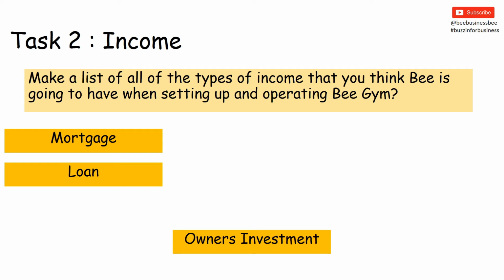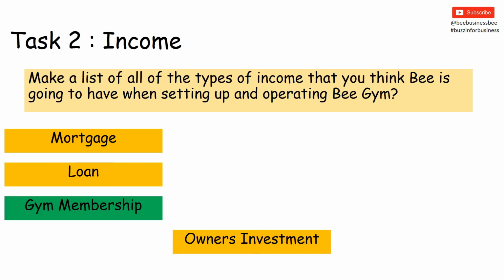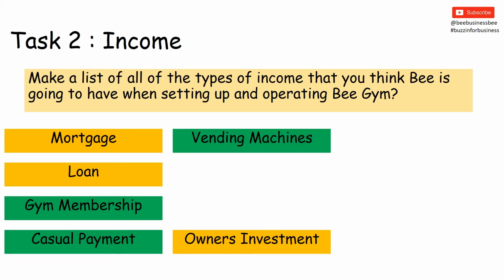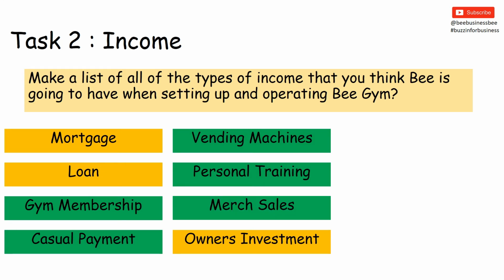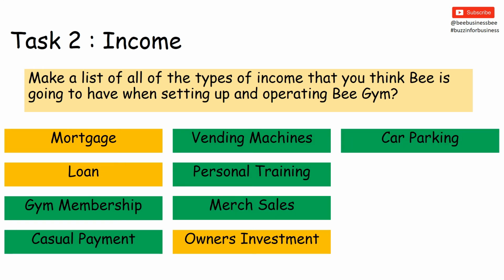And then, of course, you're going to have your revenue forms of income. So you're going to have gym membership, casual payments, the vending machines, for example, personal training, merchandise sales, so selling your t-shirts, for example, your car parking, if you're going to charge for car parking, and maybe if you're going to charge for some of the classes that you operate. So you can see they're the different types of income that we've got.